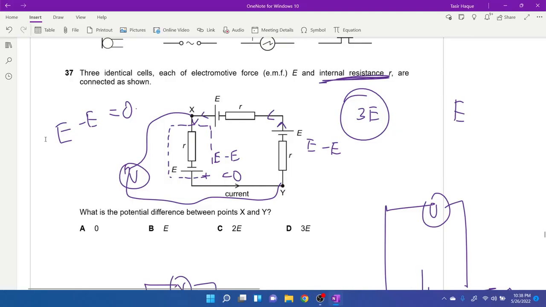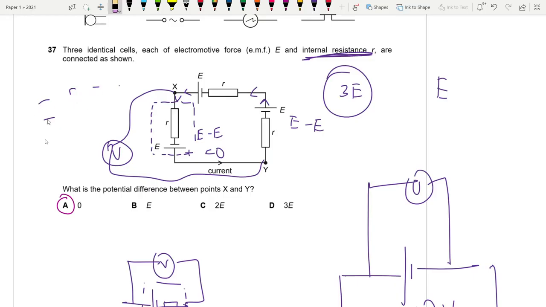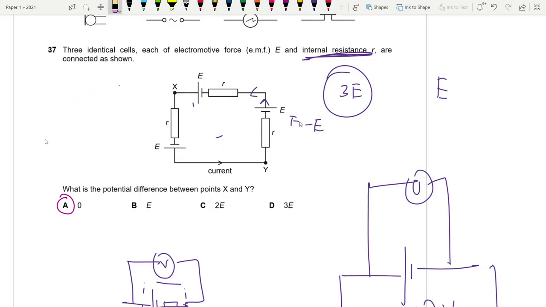Interesting. The correct answer is actually 0. Okay, the correct answer is 0. Let's try to understand why. This is really important, so focus. So basically we have 3 identical cells, each of electromotive force E and internal resistance R. All of these are actually internal resistors. You need to understand that at the beginning.